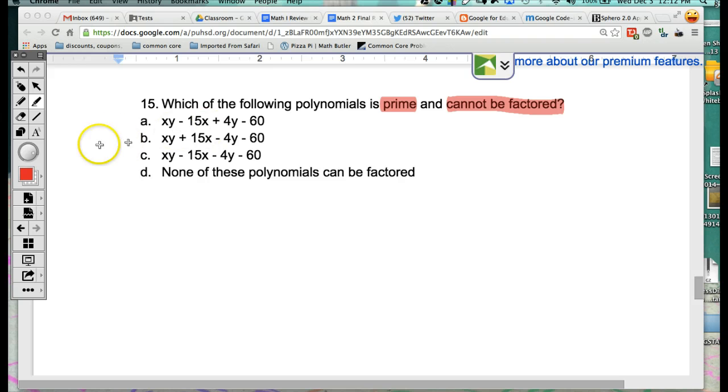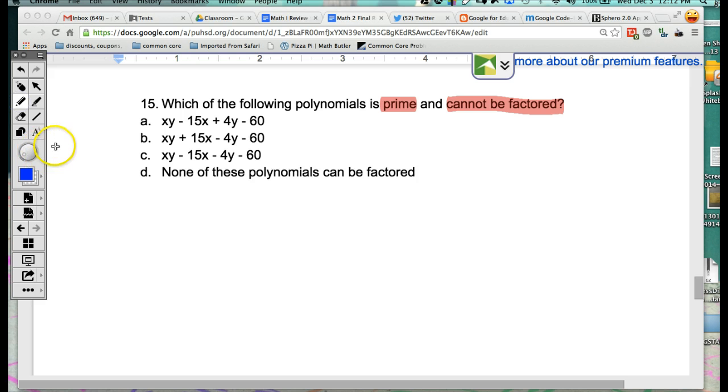If you notice, all the numbers are the same. xy, 15x, 4y, 60. The only thing that's different are the symbols. Some of them are positive, some negative. And then one of the options is D. None of these polynomials can be factored, and sometimes automatically you think the answer is D, right? But usually it's just a trick, so make sure you really know how to do this.